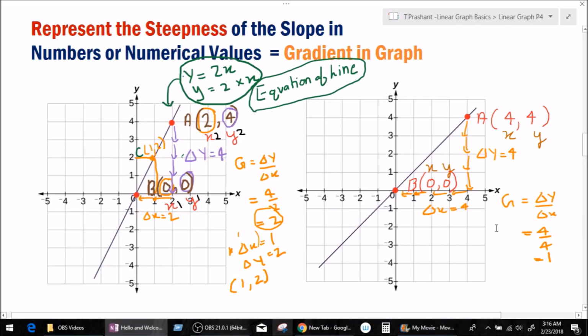So on this side, the gradient is 1. If the steepness is intense, the gradient will be high, and the less steep the slope is, the smaller the value you get as a gradient. So if the steepness is intense, it will give you a larger value for a gradient, but if the steepness is not as intense, it will give you a lesser value for your gradient.